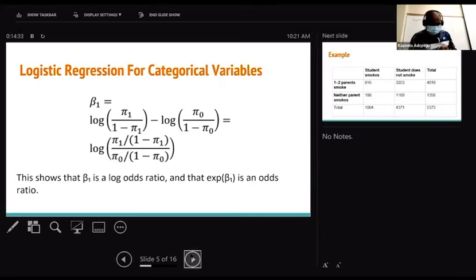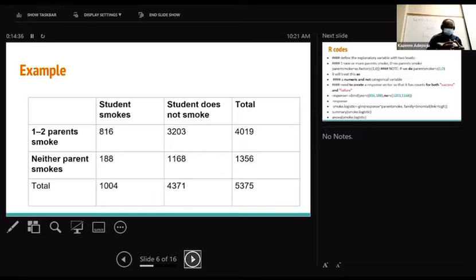Now, I want to walk you through this example. When you take a look at the example I'm trying to show, this is a 2 by 2. We have the categorical response and the categorical predictor. Here we want to test the effect of the categorical predictor on the categorical response. What is the categorical predictor here? If you take a look at this side here, that's a categorical predictor. It has two levels. One level is whether one or two parents smoke, and the other level is neither of them smoke.